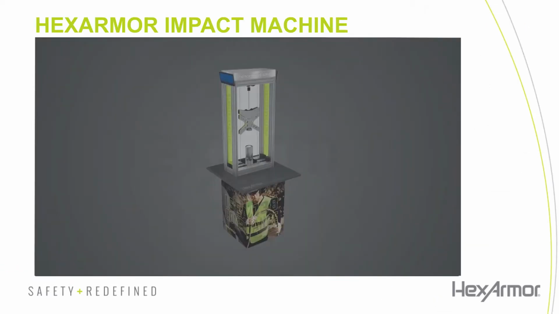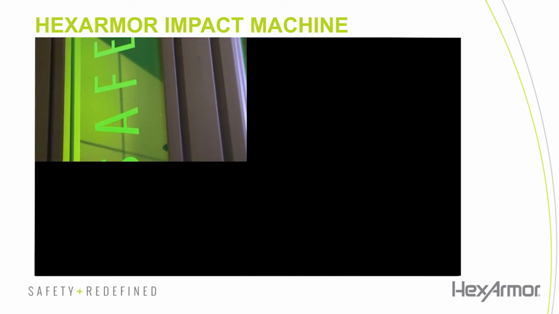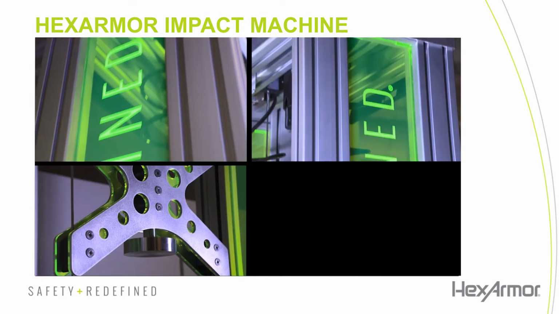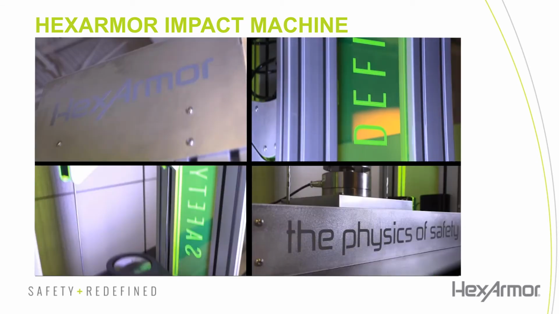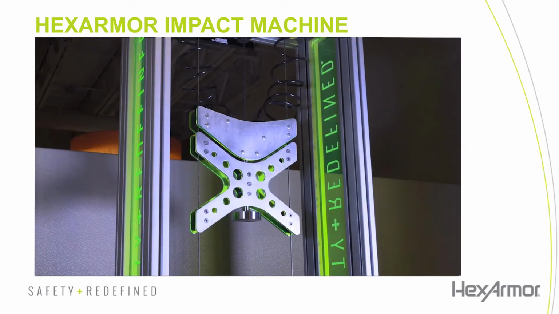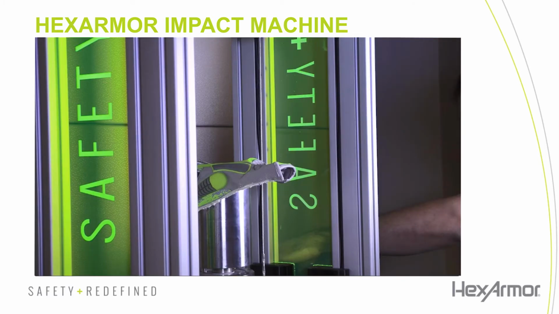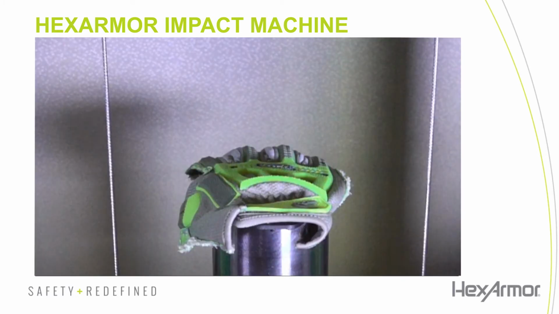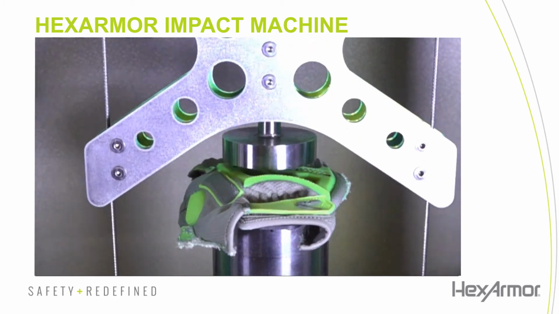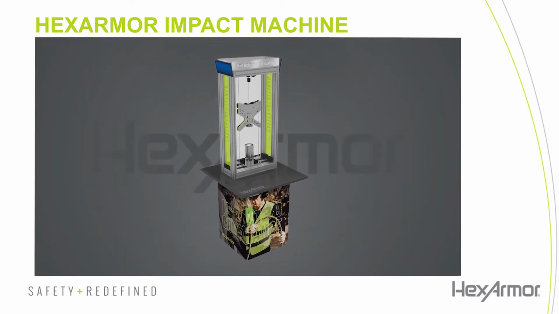I want to show you guys quickly what the test actually looks like. We're lucky enough to have a demonstration machine here at HexArmor, but unlike other ANSI ISEA standards, this impact standard is the first to require third-party testing. And what that third-party testing does is it just ensures accuracy across the industry. So as you can see in the video, there's that 5.5 pounds, dropping that 8 inches. It may not look like a lot, but I certainly wouldn't want my hand underneath that.